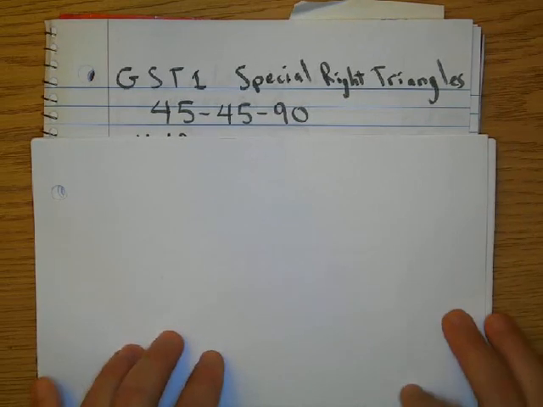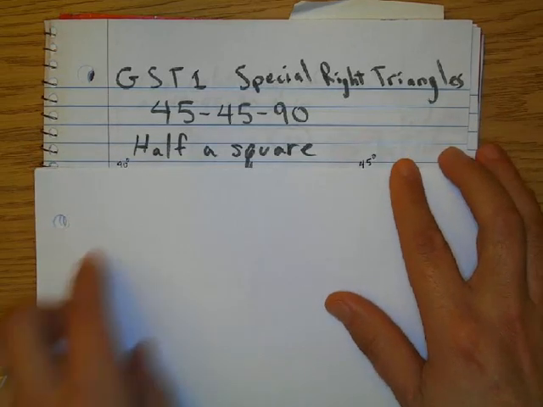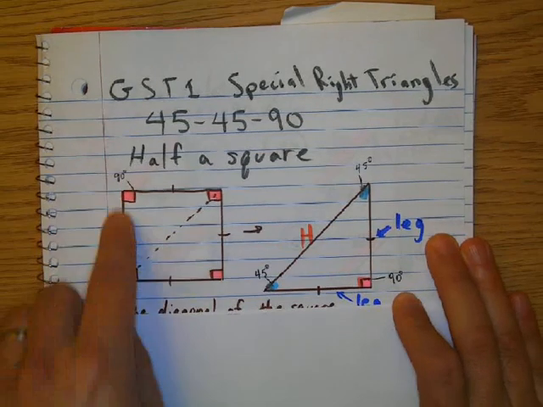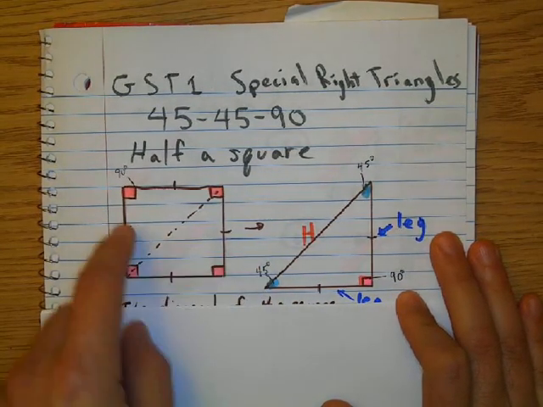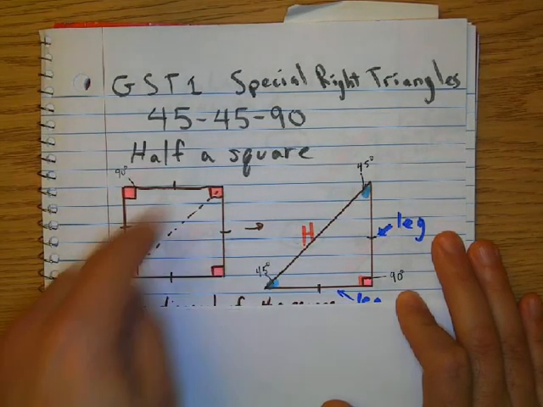Okay, we're going to talk about 45, 45, 90 triangles, and we're going to think about it as half of a square. So imagine I've got a square. A square has all corners with 90-degree angles, and all four sides are the same length. Now imagine if I draw a diagonal and cut it in half.